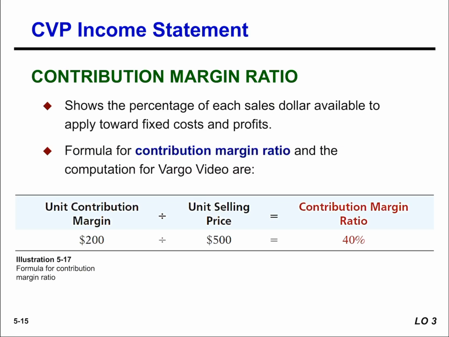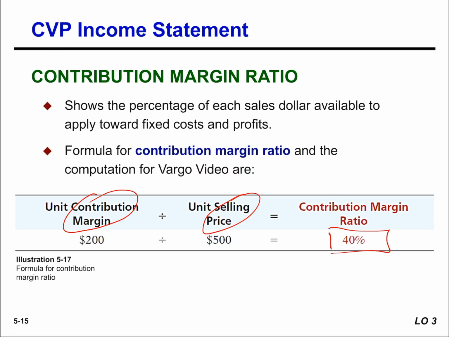Another thing that we talk about here is something called the contribution margin ratio. And again, all of this is going to help us analyze our overall profitability and the relationship between our costs, our volume, and our profit. So in this case, we have our unit contribution margin of $200. We have a selling price of $500. The contribution margin ratio says what percentage is my contribution margin of my selling price. So we're going to take $200 divided by $500 and say it's 40%.